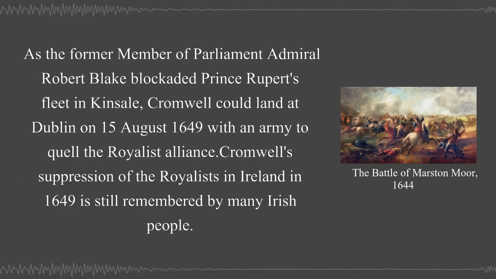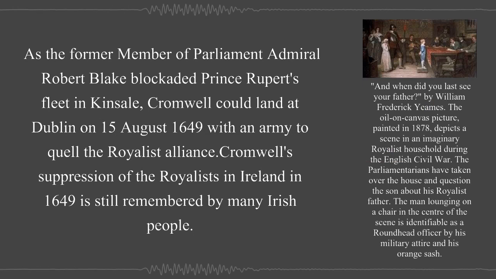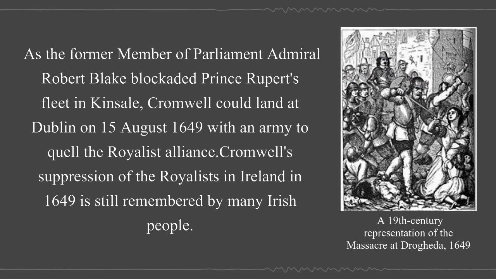As the former Member of Parliament Admiral Robert Blake blockaded Prince Rupert's fleet in Kinsale, Cromwell could land at Dublin on 15 August 1649 with an army to quell the Royalist alliance. Cromwell's suppression of the Royalists in Ireland in 1649 is still remembered by many Irish people.